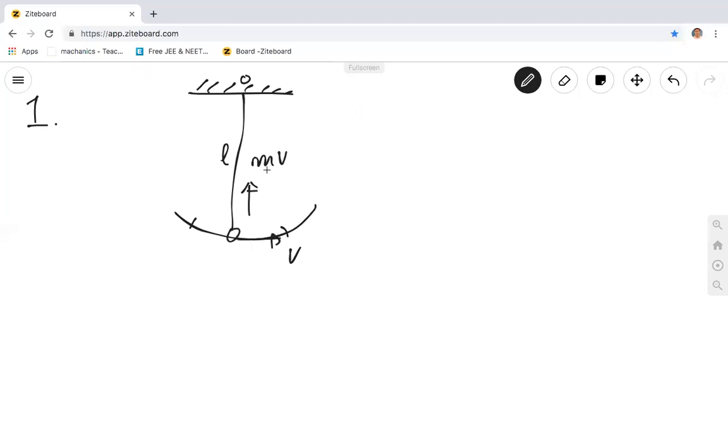M v square by R. This mv square by r has been provided so that the particle moves in a circle of radius L. If this force would not have been provided, then the particle would move in a straight line. But what are the real agents? Listen to me. Which are the real agents which provide this force? That is the point.